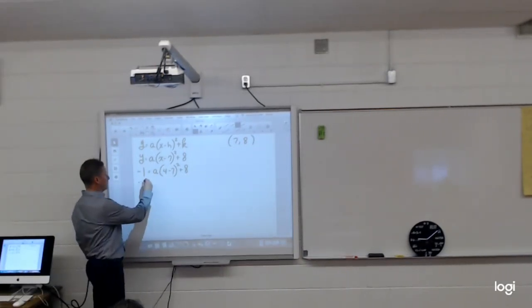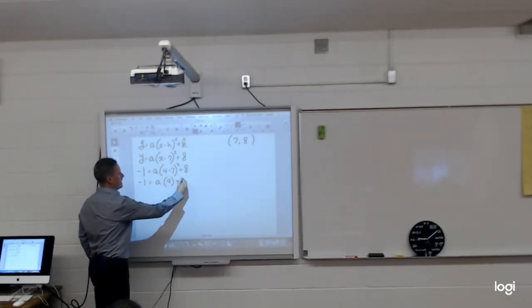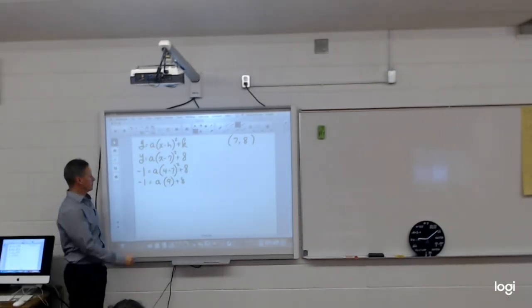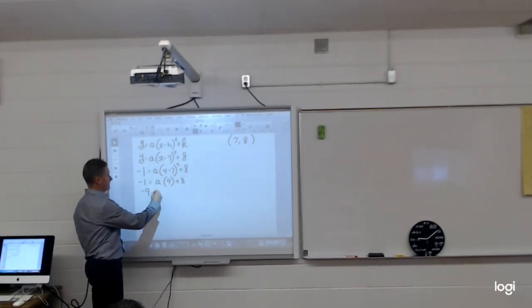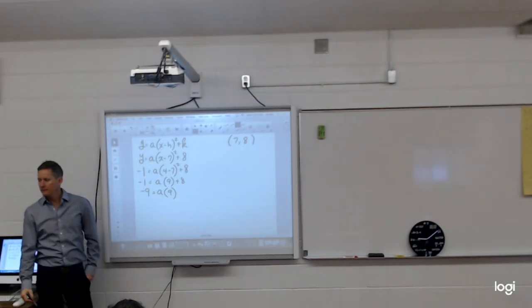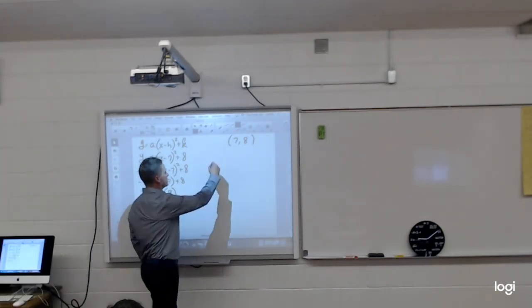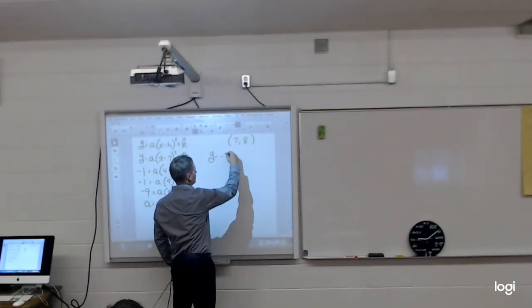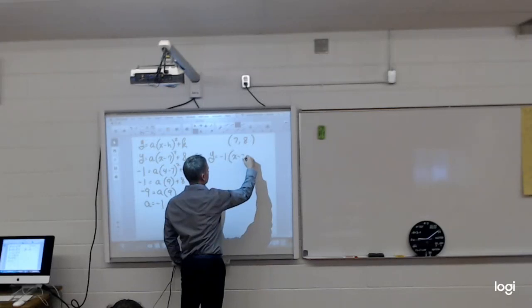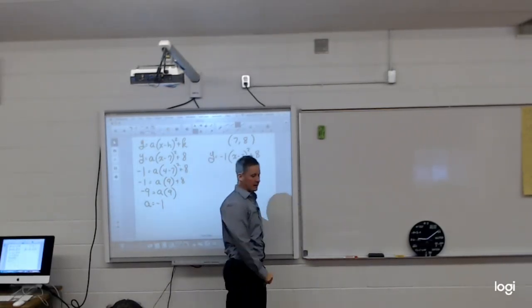So now we solve it, right? So I've got A times -3 squared is 9, add 8. So I'm going to subtract 8, and then divide by 9: A is -1. What's my equation of that graph? y equals -1 times (x minus 7) squared plus 8. There you go.